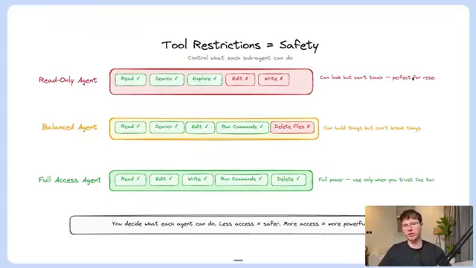It's perfect for research that you have to do without it actually doing something on your documents or changing anything in your computer. Then we have the balanced agent. It can read, search. It can also edit and run commands, but it cannot delete files, right? It can build things, but can't break things.